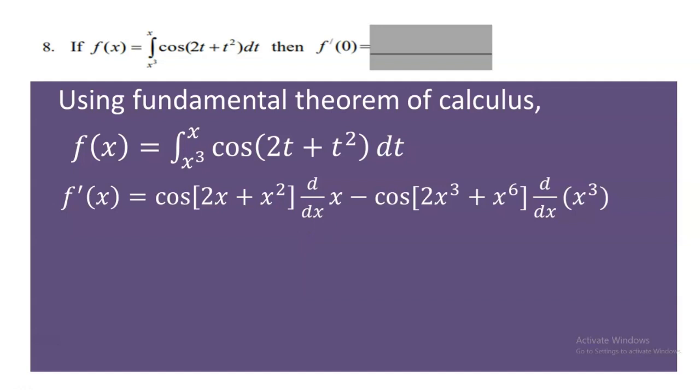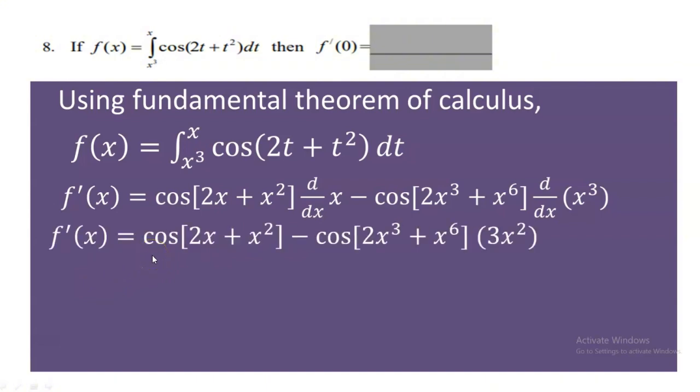So the derivative at x is going to be cosine of 2x plus x squared, so the d by dx of x is 1, and minus what is going to come next is this. The derivative at x is equal to cosine of 2x plus x squared minus cosine of 2x cubed plus x to the power of 6 times 3x squared, because the derivative of x cubed is 3x squared. Now everything is done.